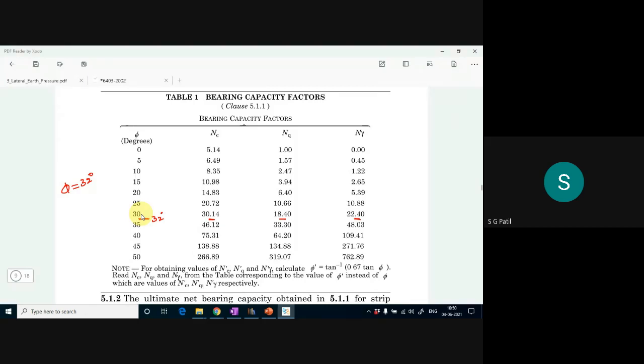So what you have to do is interpolate between these two, phi equal to 30 degree and 35 degree: 30.14 and 46.12. Interpolating between these two gives the NC value. The same way, interpolate between 18.40 and 33.30 to get the NQ value, and 22.40 and 48.03 to get the N gamma value. Let us do that interpolation here.